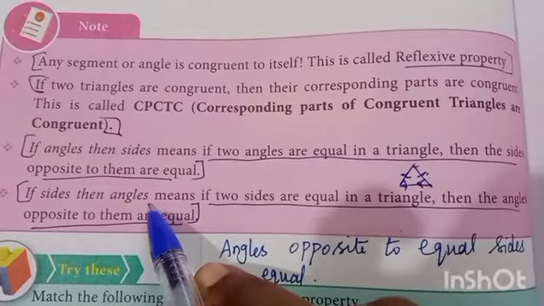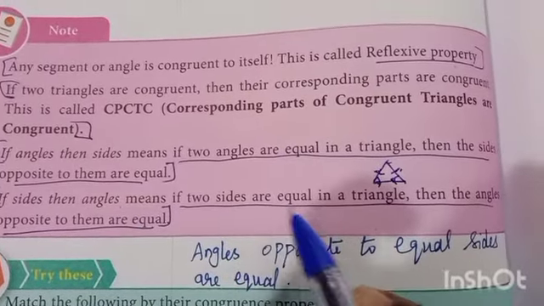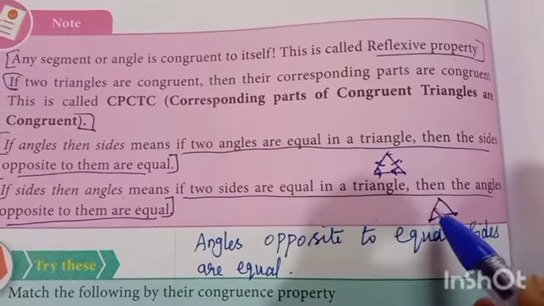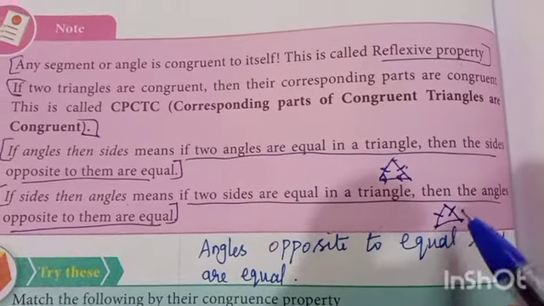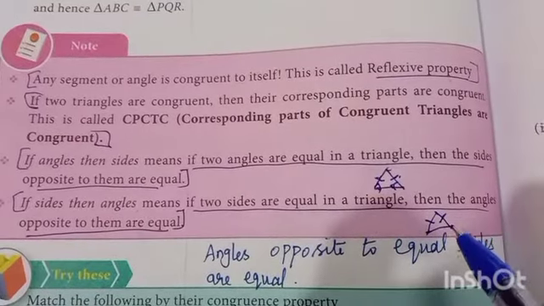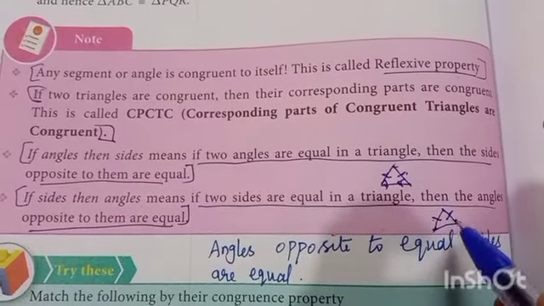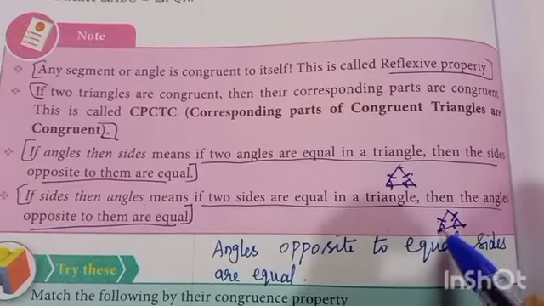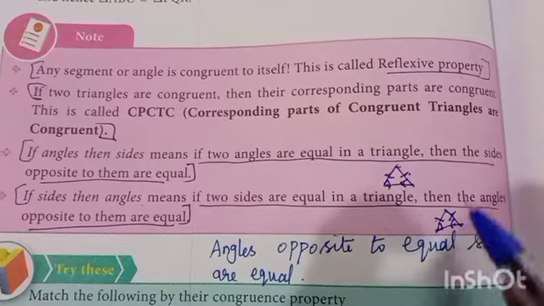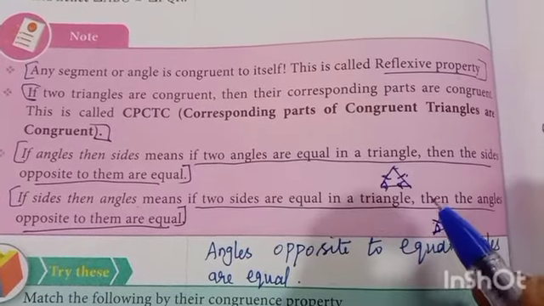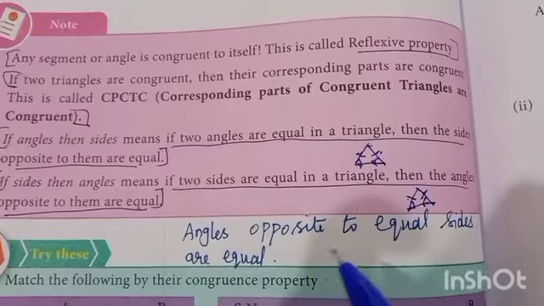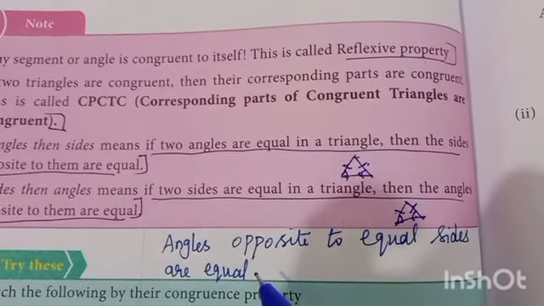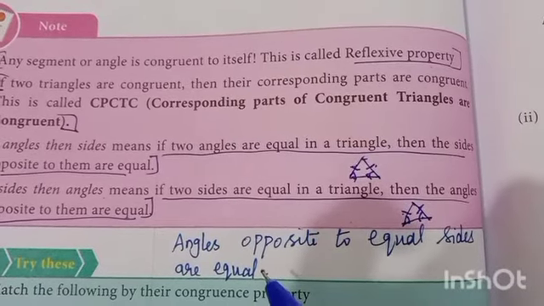If the sides, then angles. That is, if two sides are equal, consider this triangle. Suppose these two sides are equal, then the angles opposite to them are equal: this side's opposite angle and this side's opposite angle. So, these two angles are equal. Remember these two. Simply, we say angles opposite to equal sides are equal, and vice versa. In the previous video I gave an explanation. Do you remember, students?